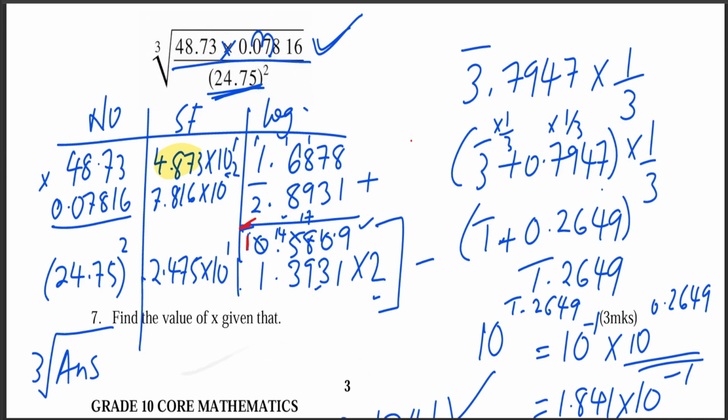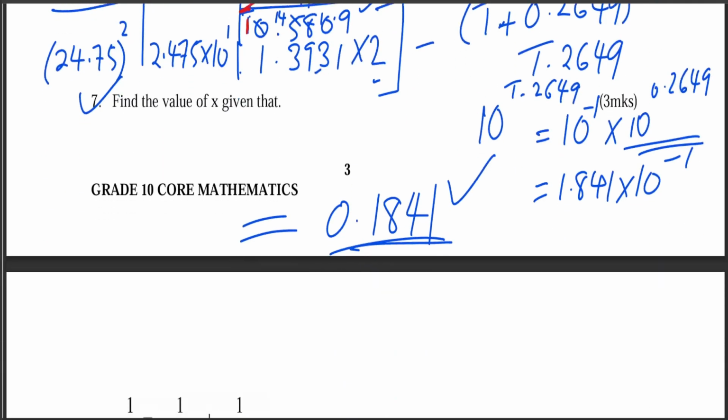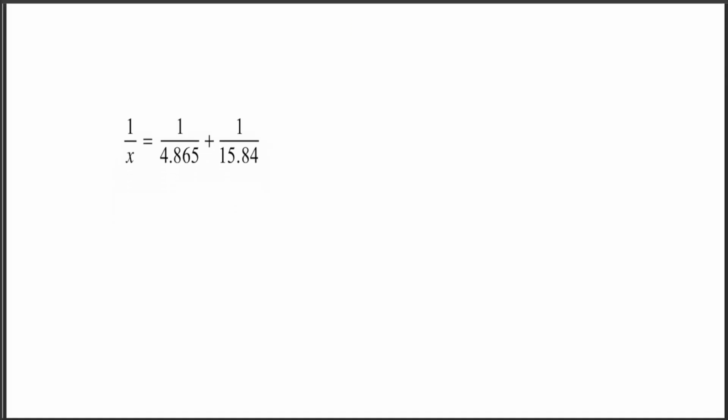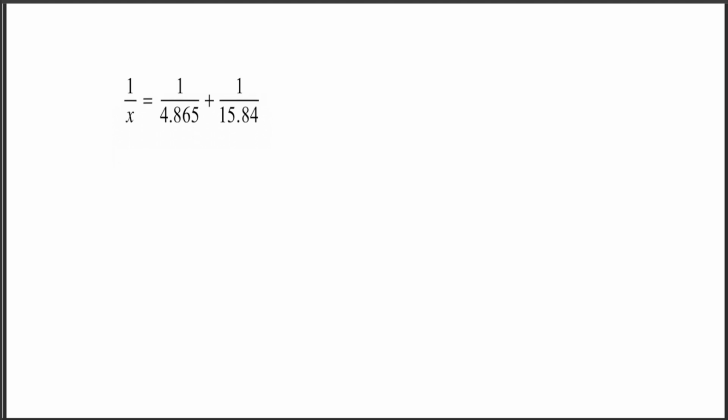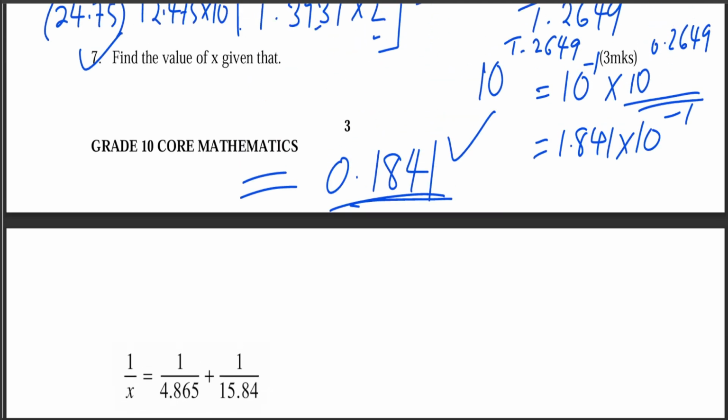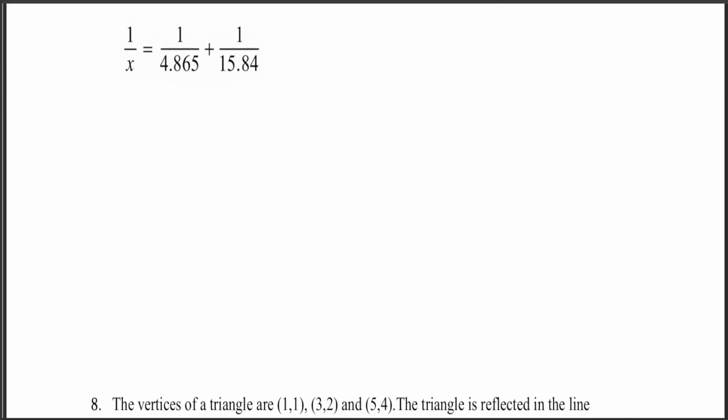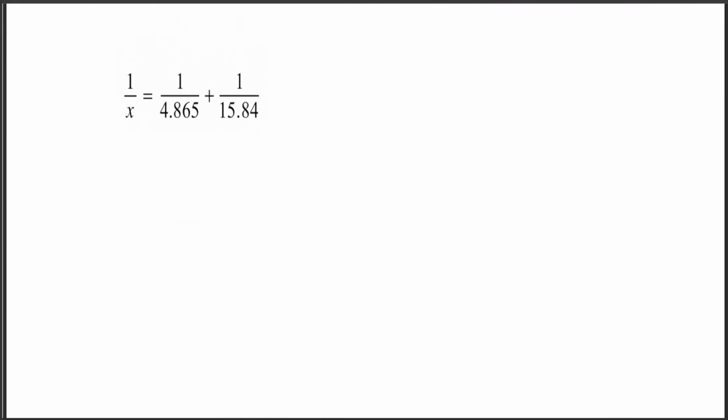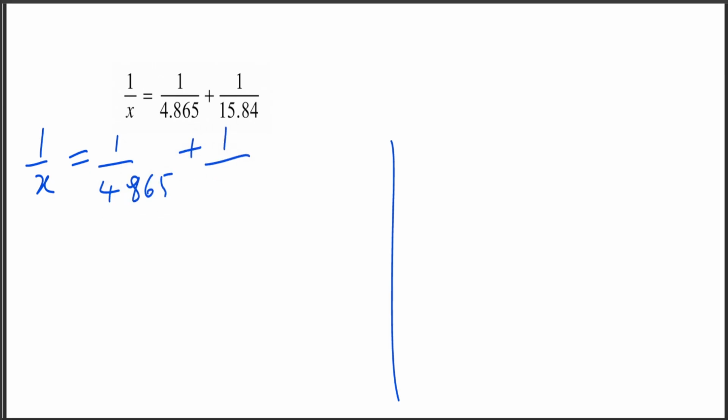Start things on the laptop. Find the value of x given that. This is the question. Find the value of x given that 1 over x is equal to 1 over 4.865 plus 1 over 15.84. Now here it means it is good to use reciprocal tables again. Okay. So 1 over x is 1 over 4.865 plus 1 over 15.84.